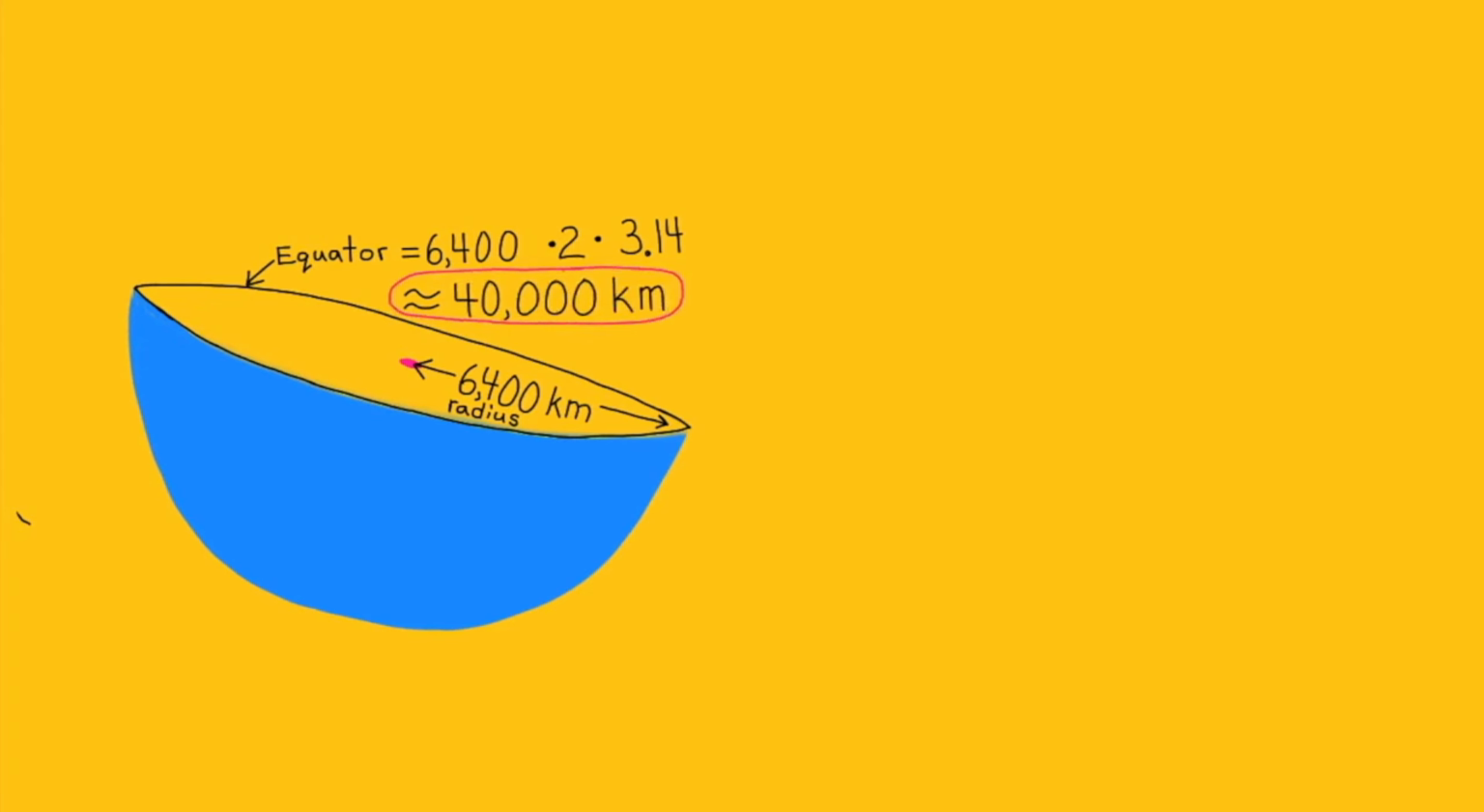Here's the Earth with the equator, the northern and southern hemispheres, with the tilt. Cut the Earth in half, and you can find the center of the Earth. The radius of the Earth is approximately 6,400 kilometers. The circumference, or the equator, would be 6,400 kilometers times 2 times pi. That makes the length of the equator a little more than 40,000 kilometers.